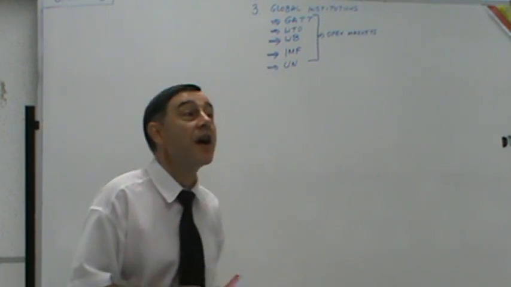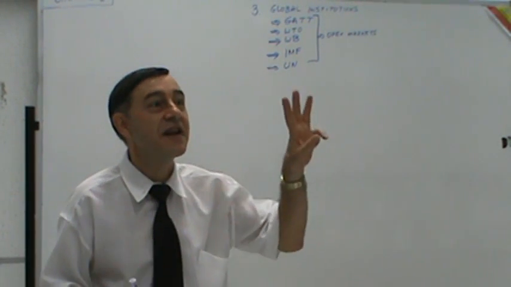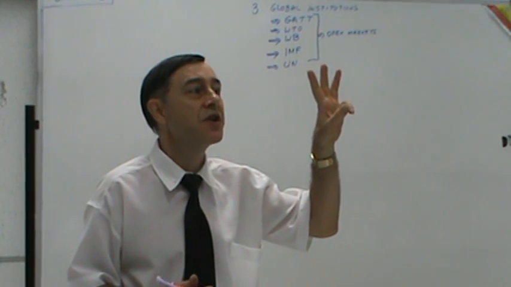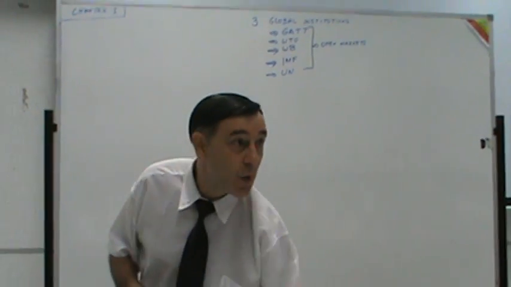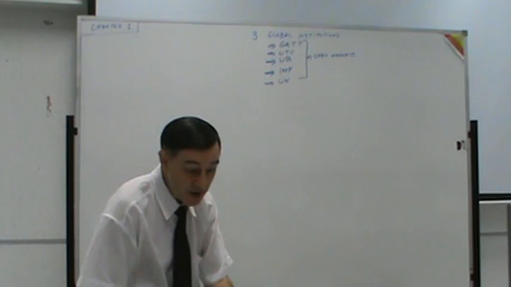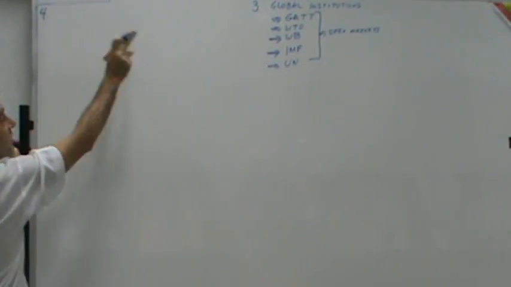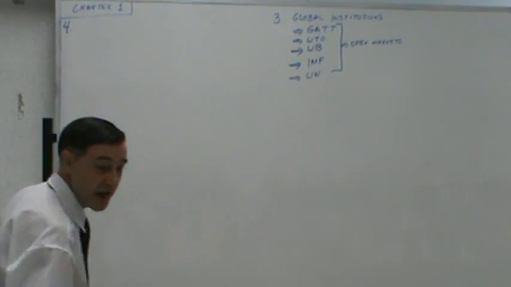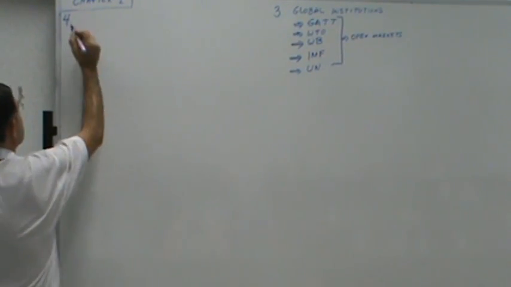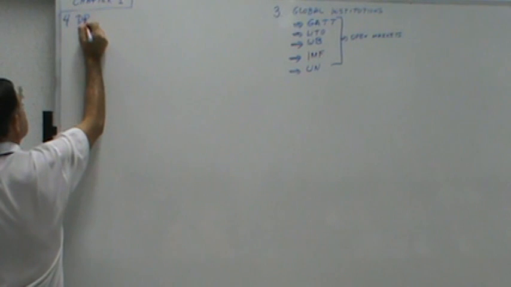Recording? Yes. All right, so we continue. This is lecture number 3, International Business. We are in chapter 1. We continue with section 4. We just finished section 3 on global institutions. And these are drivers of globalization.